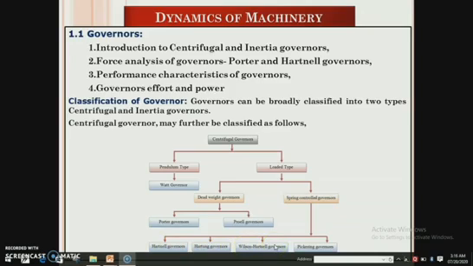As far as the syllabus is concerned, we'll focus only on Watt governor, Porter governor and Hartnell governor along with these sub points.